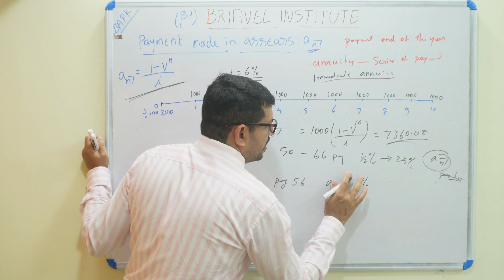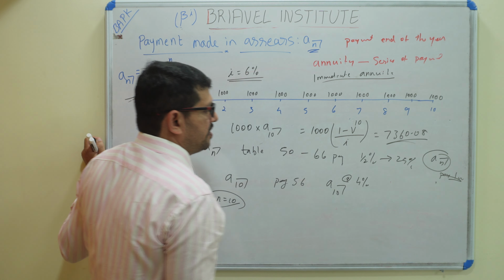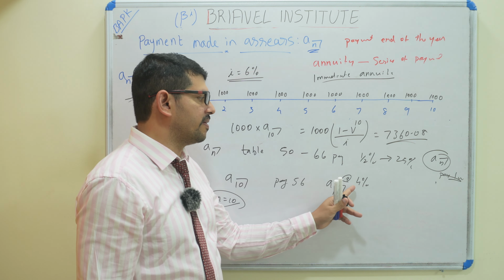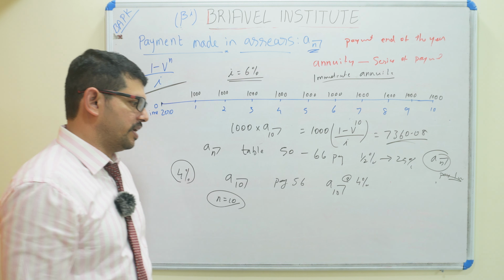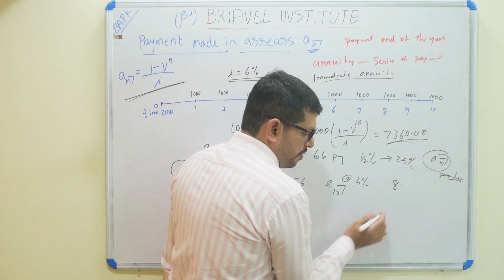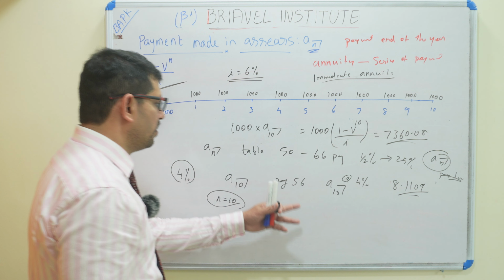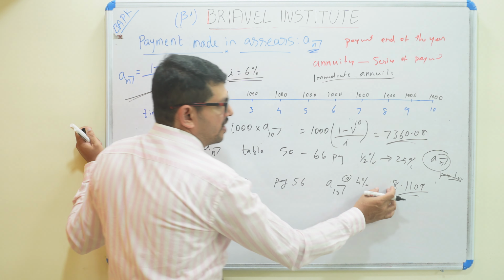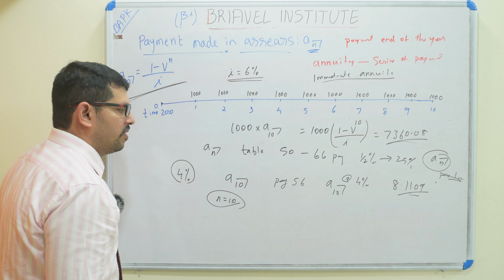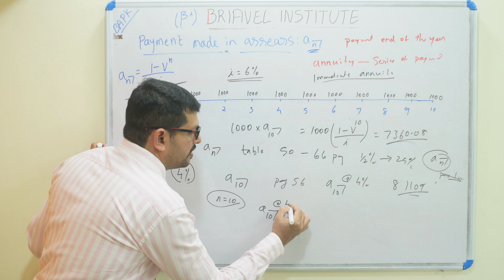We will write it like that only: at the rate of 4% of interest. So this present value is calculated at 4% of interest. On page 56 it is given as 8.1109. We can also manually calculate. This is given in the table, but we can manually calculate A10 at the rate of 4% of interest.